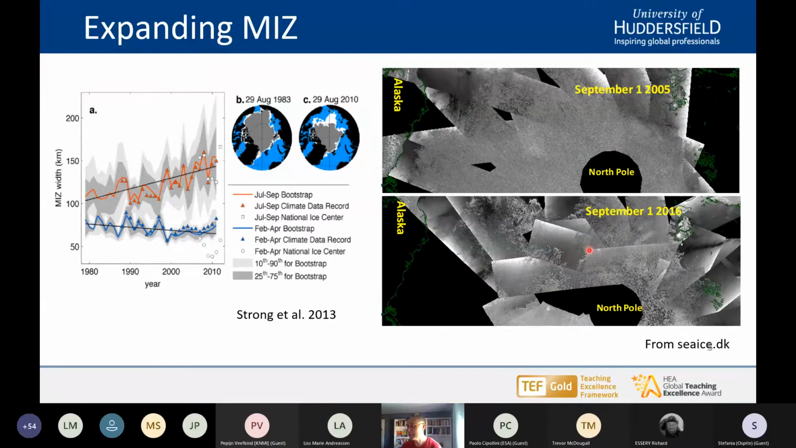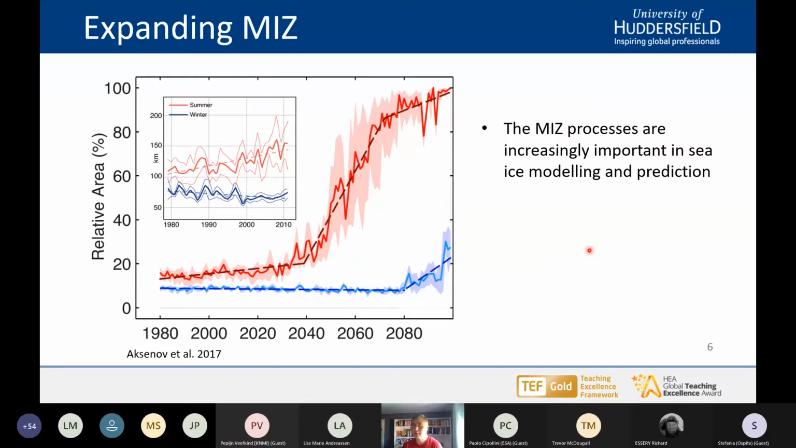Looking forward, the projection of how this marginal ice zone will expand is very significant as the ice declines. That is one of the motivations of recent modeling and observational studies, which strongly emphasize this so-called marginal ice zone process. They are trying to incorporate that process into new sea ice models so that they can produce better predictions for the Arctic sea ice.